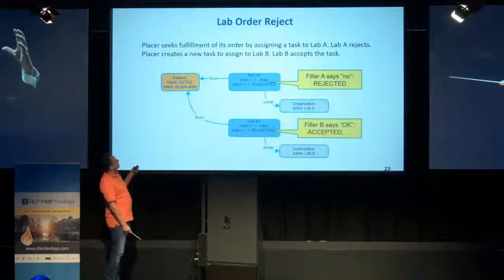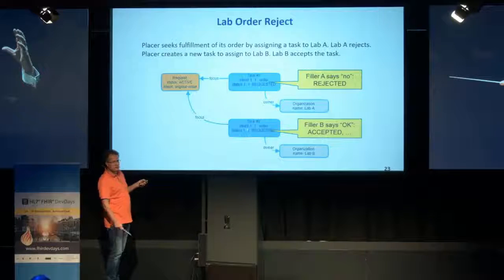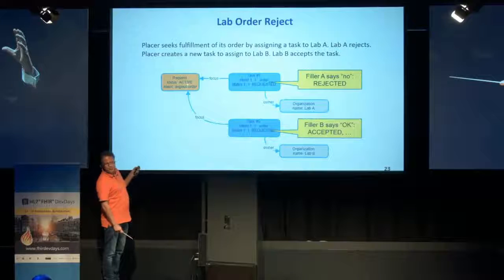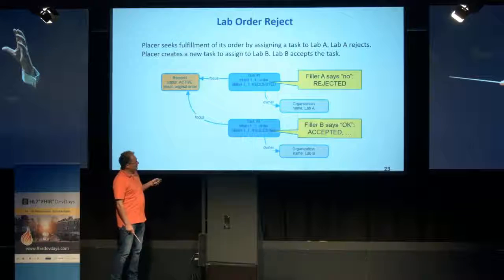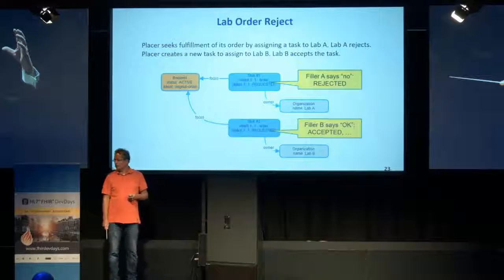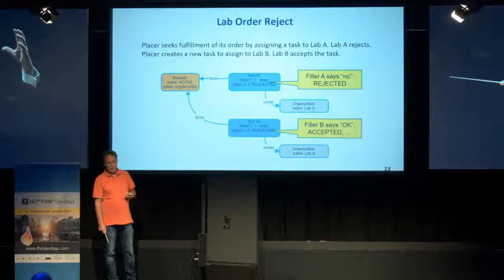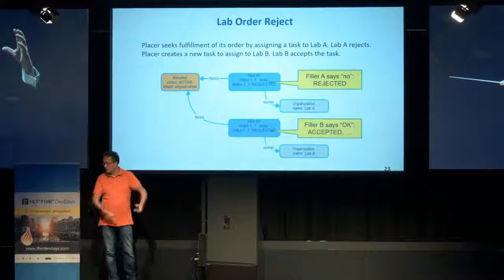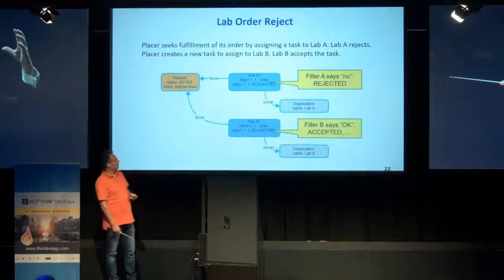Then the requesting party says, okay, I'm going to create a new task based on the very same request. So I'm not modifying that at all. I'm just creating a new task to say, I'm now requesting Lab B to do this. And then luckily for them, they go like, okay. They change the status of the task to accepted, and then we see the rest of the workflow.